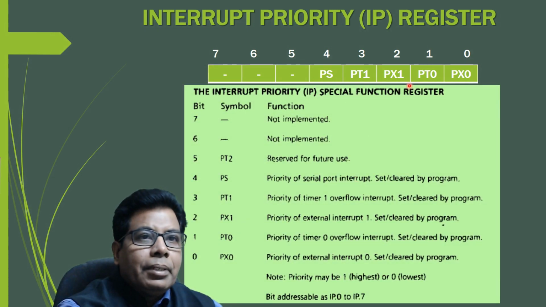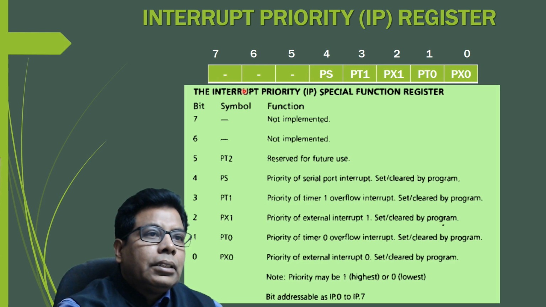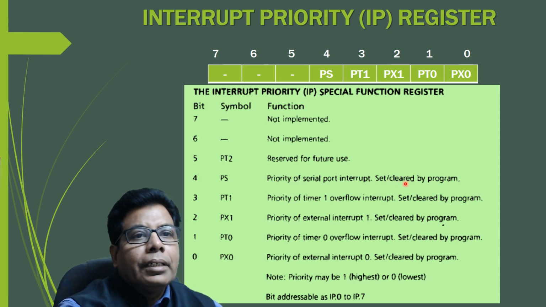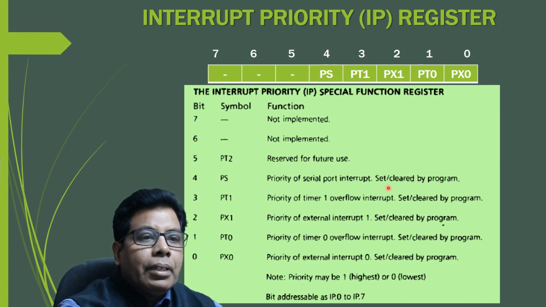Again it is an 8-bit register, so these 3 bits are not used, they are for future use. And then we have the PS, that is priority of serial port interrupt. It is set or cleared by the program. Here priority may be 1, that is it will have the highest priority, and 0 means lowest. For all the bits the same thing will apply.